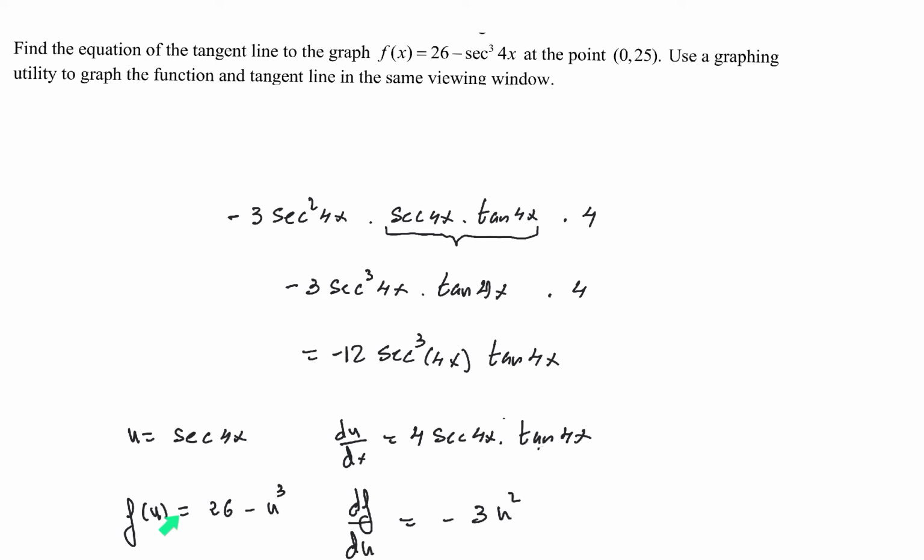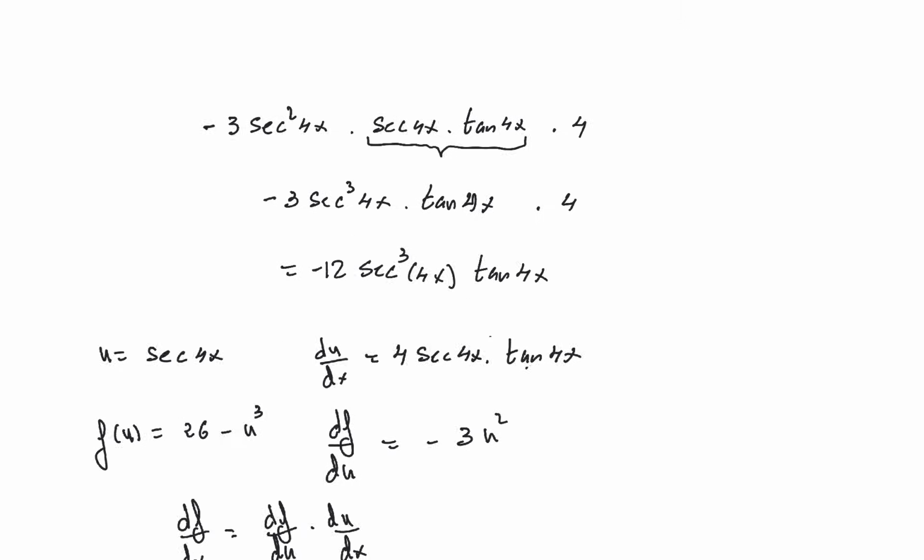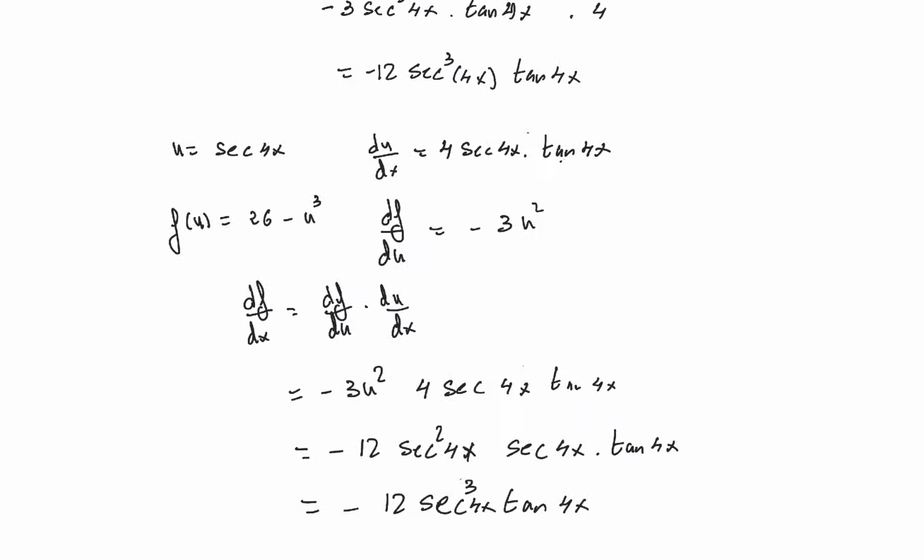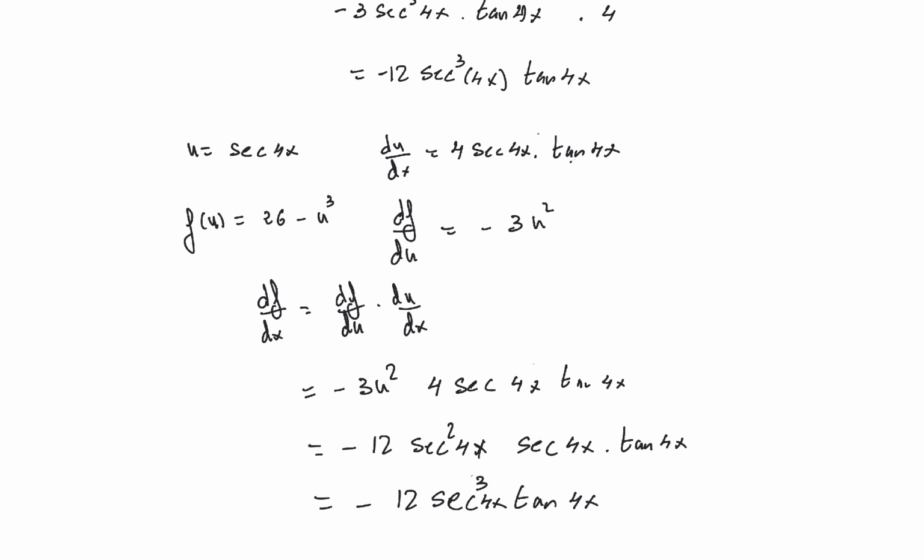What is f(u)? f(u) is 26 minus u cubed, because u is secant of 4x. So what will be the derivative of f with respect to u? The derivative of 26 is 0, and the derivative of u cubed, by the power rule, is 3 times u to the power 3 minus 1, u squared.